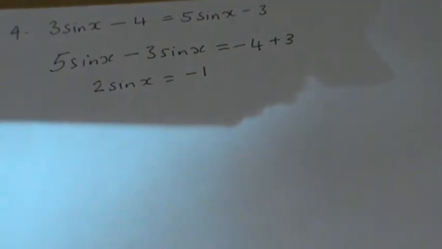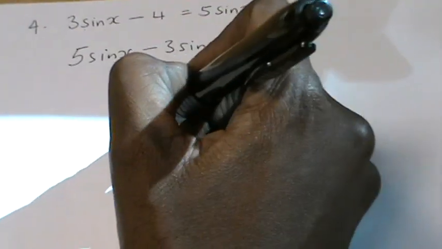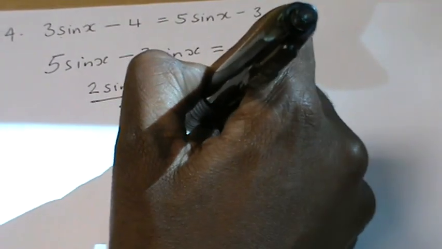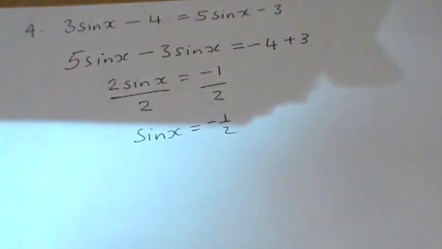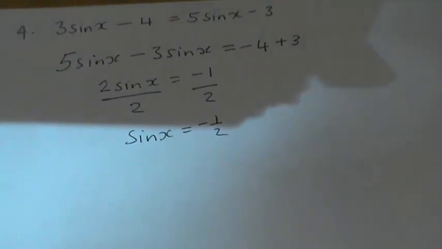So I'm almost there. I need to divide by 2 because I want sine x to be the subject of the formula. So I divide by 2, divide by 2. And I have sine x is equal to minus a half. So that is the first thing I have done. That is good. I can move on to the next thing.